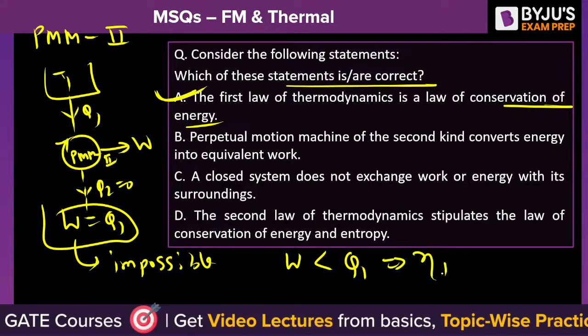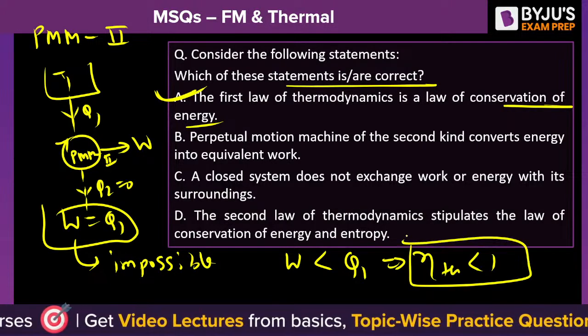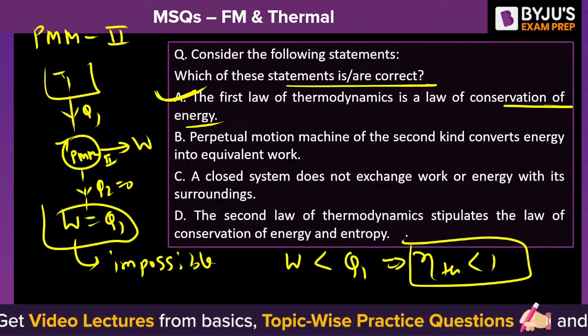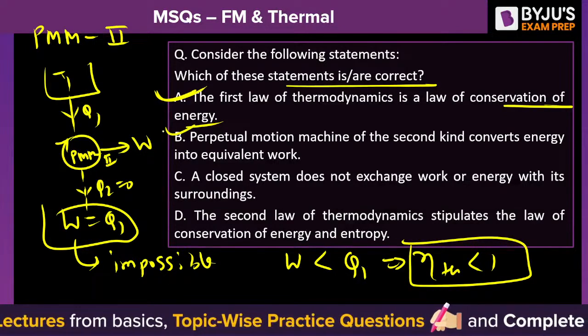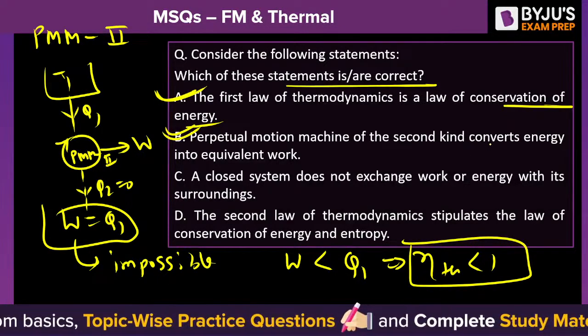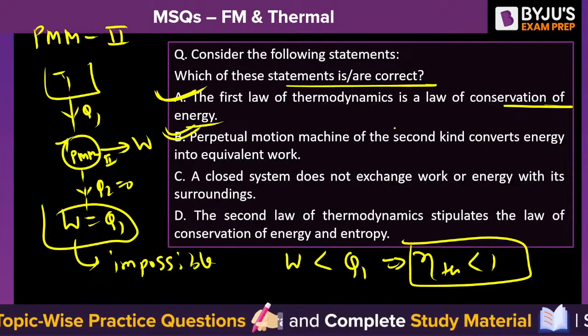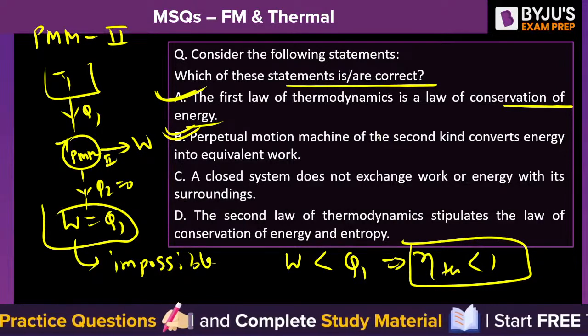That is why thermal efficiency should always be less than 1. We cannot have thermal efficiency as 1. So the perpetual motion machine of second kind converts the energy into equivalent work. That is true, but it is impossible. That is a different thing.